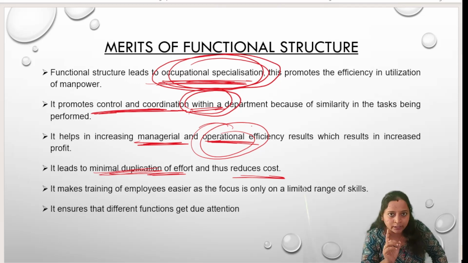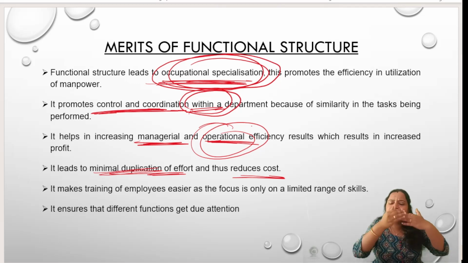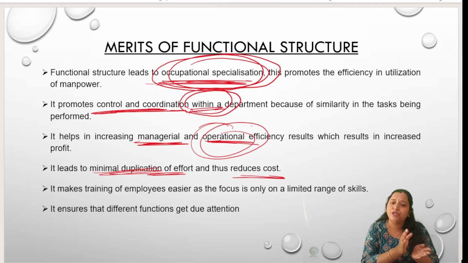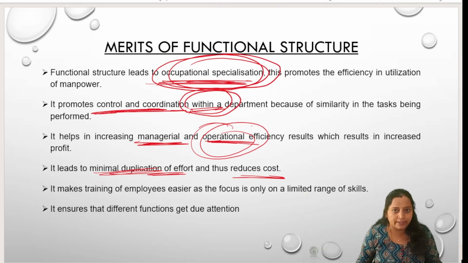So what they are telling is, when you have a functional structure, each one will have a clear-cut idea about what they have to do in their particular department, then the duplication of work will reduce, it will become very minimal. And if the duplication of work reduces, automatically it will reduce the cost of your organization. Got my point? Okay, good.